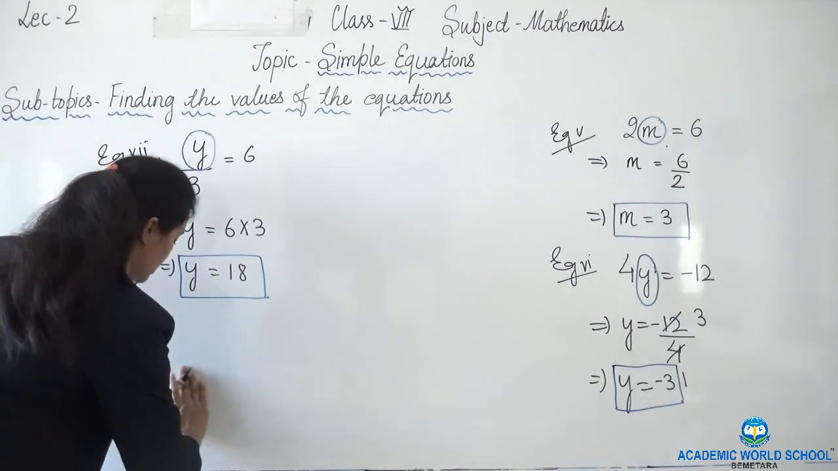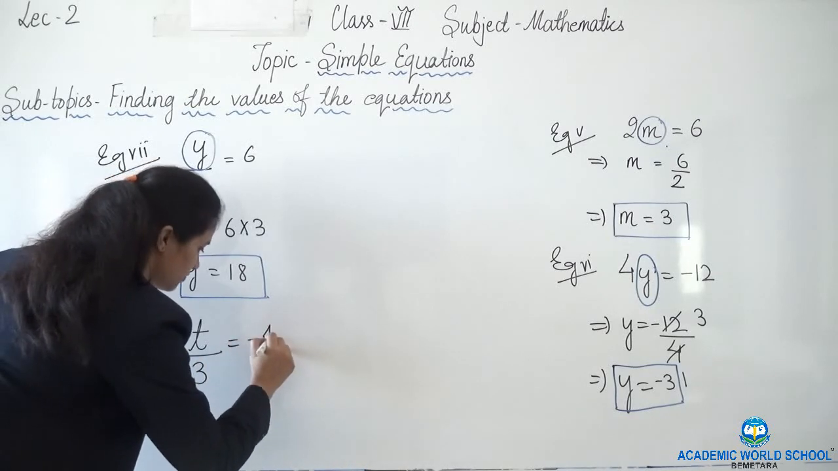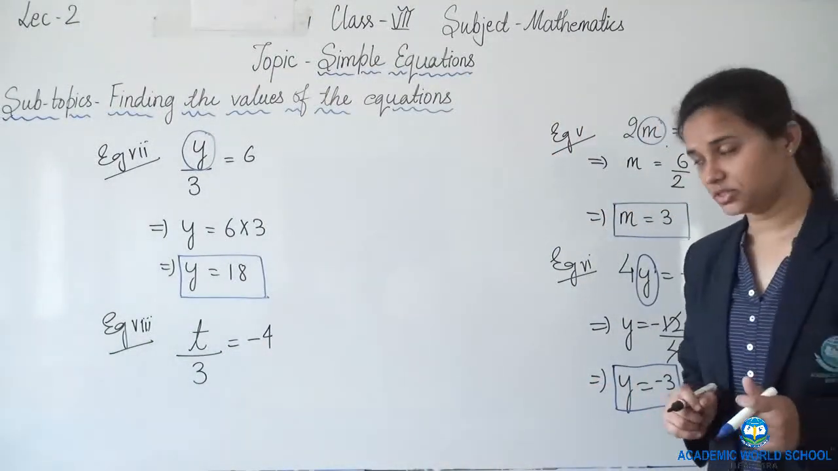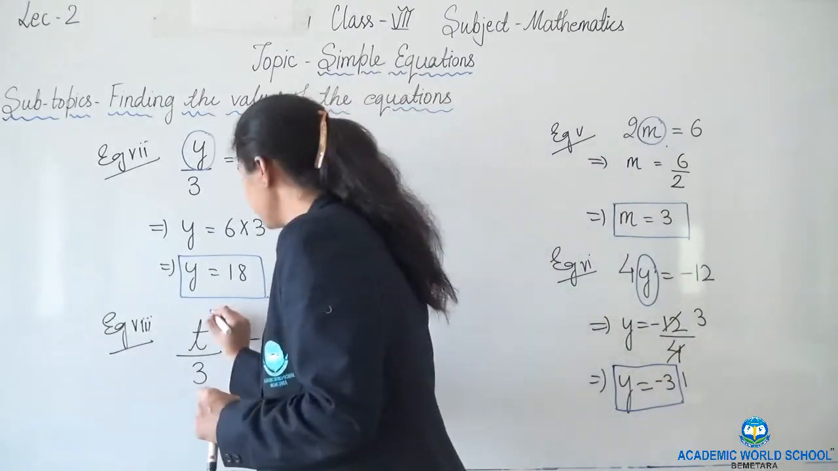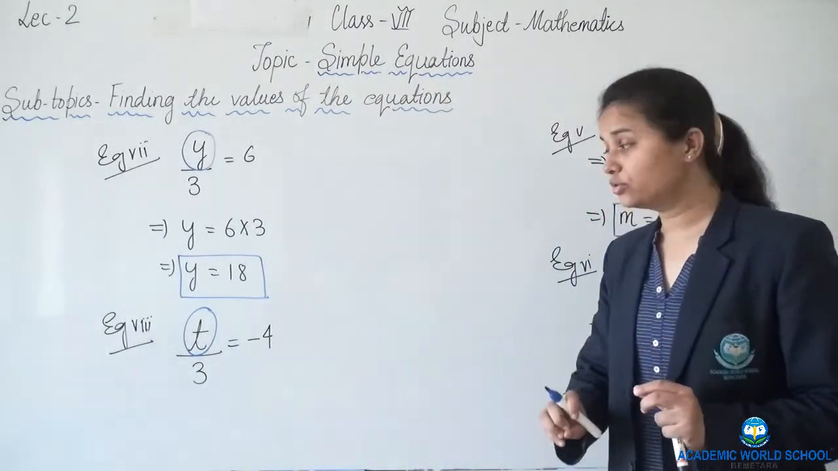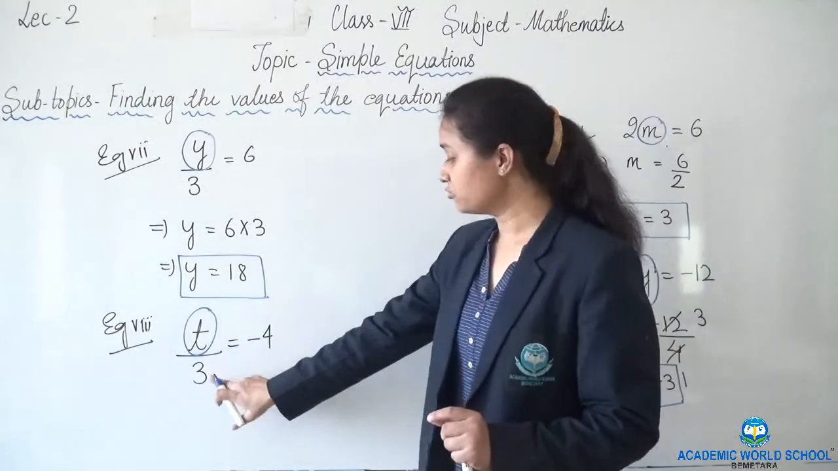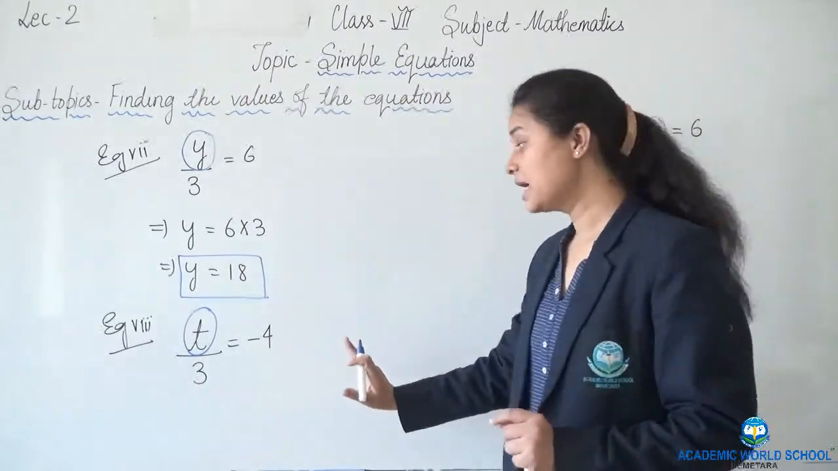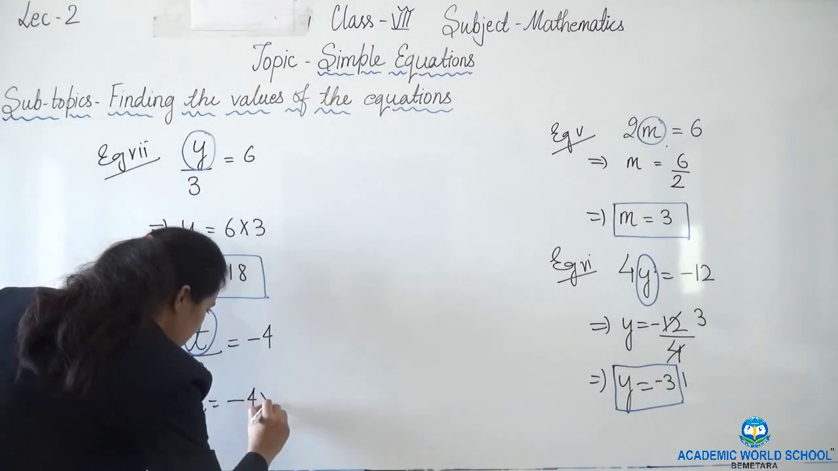Now, t upon 3 equals to minus 4. This is the question. Again we have to find the value of t. Now t is a variable and t is being divided by 3, and we have to take 3 to the other side. Now 3 is dividing t, isn't it? So when it changes its sign, it will be multiplied. So our answer will be t equals to minus 4 into 3.